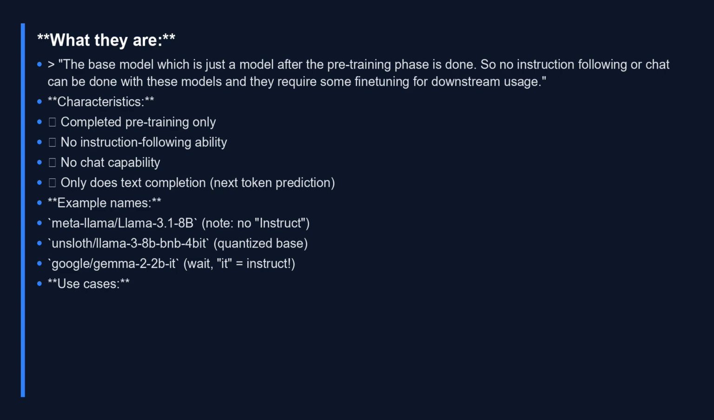Base models carry names like meta-llama/Llama-3.1-8B with no suffix, or unsloth/llama-3-8b. Notice that google/gemma-2-2b-it has "it" at the end. That stands for instruct, so don't be fooled. The absence of any suffix is your signal you're looking at a base model.